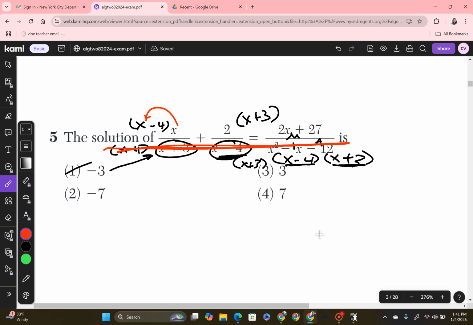So x times x gives us x to the second. X times negative 4 gives us negative 4x. Then I have plus 2 times x gives us 2x. And 2 times 3 gives us 6, is equal to, and on the right side, all I have is 2x plus 27. All right, cool. So let's combine some like terms here. X squared minus 2x plus 6 is equal to 2x plus 27.